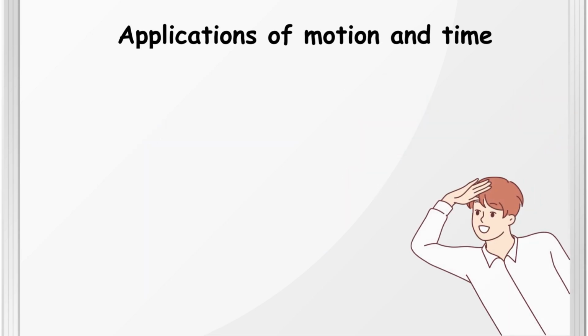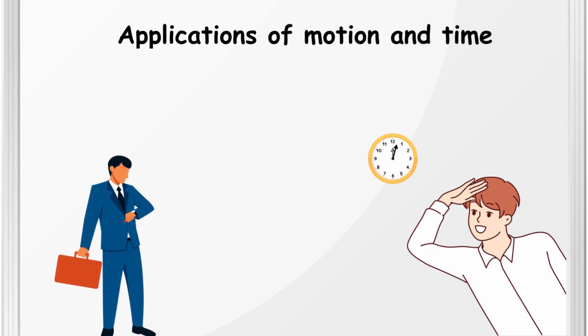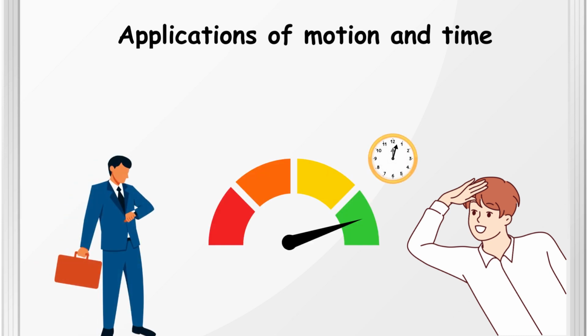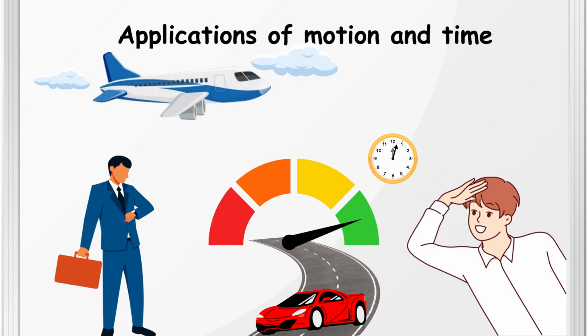Applications of motion and time. The concepts of motion and time have many practical applications in our daily lives. For example, we use clocks and watches to measure time, and we use speedometers to measure the speed of vehicles. Understanding motion and time can also help us design and improve machines and devices such as cars and airplanes.